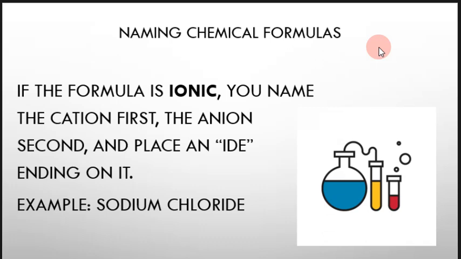Okay, so what we do is we take the metal, now in your book it says this way, we take the cation, the one that's going to take on a positive charge and get rid of an electron.